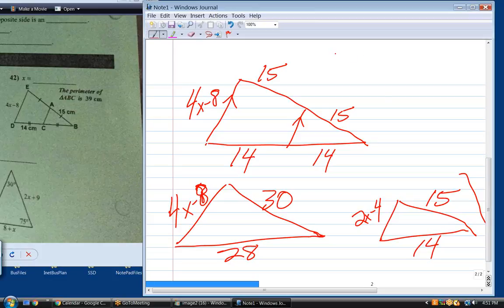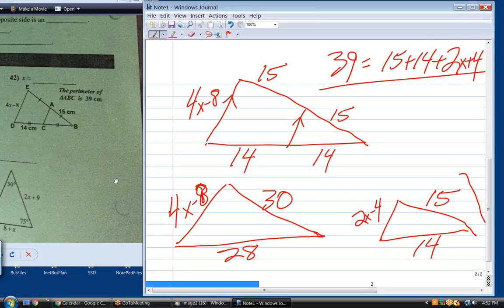You could set the little triangle equal to 39. Tell me the equation. 39 is equal to 15 plus 14 plus 2x minus 4. Now, that's an answer. When you said set the little triangle equal to 39, I didn't know what that meant. What you meant was the three sides of the little triangle summed together equal 39. That I can write an equation for, and then you can solve that for x.